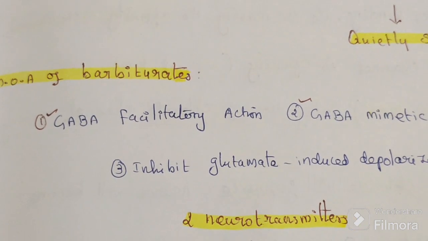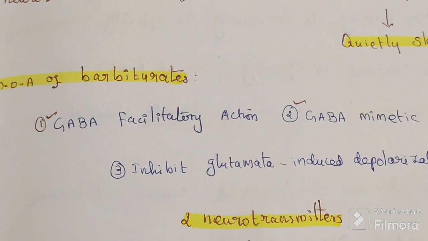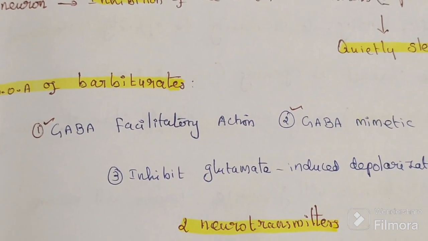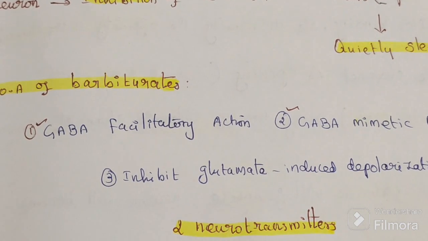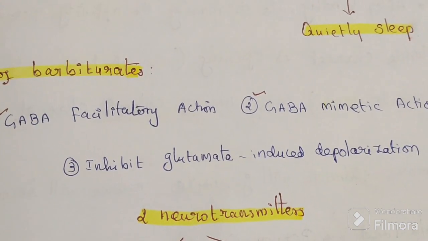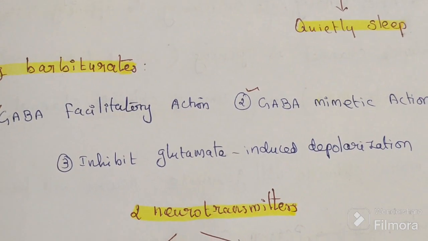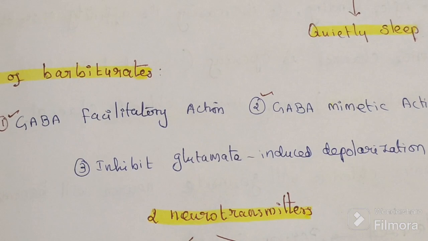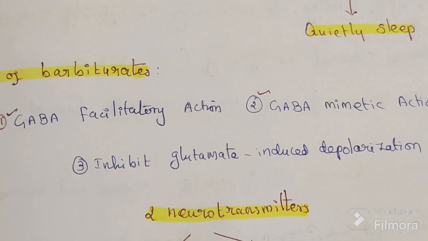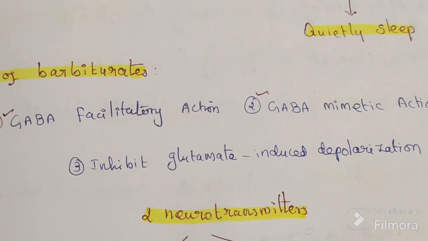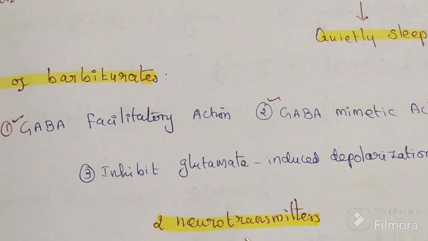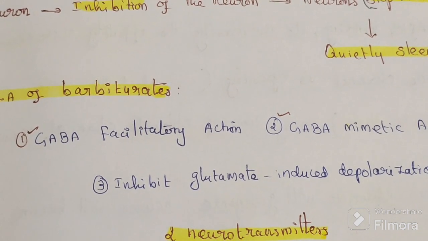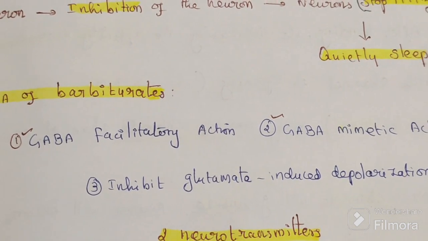Next we want to discuss the drugs. Barbiturate. What is the mechanism of barbiturate? There are three mechanisms of action of barbiturate. One is GABA facilitatory action, then GABA mimetic action, then inhibit glutamate induced depolarization. Here either it inhibits the glutamate or increases that GABA. GABA is inhibitory.